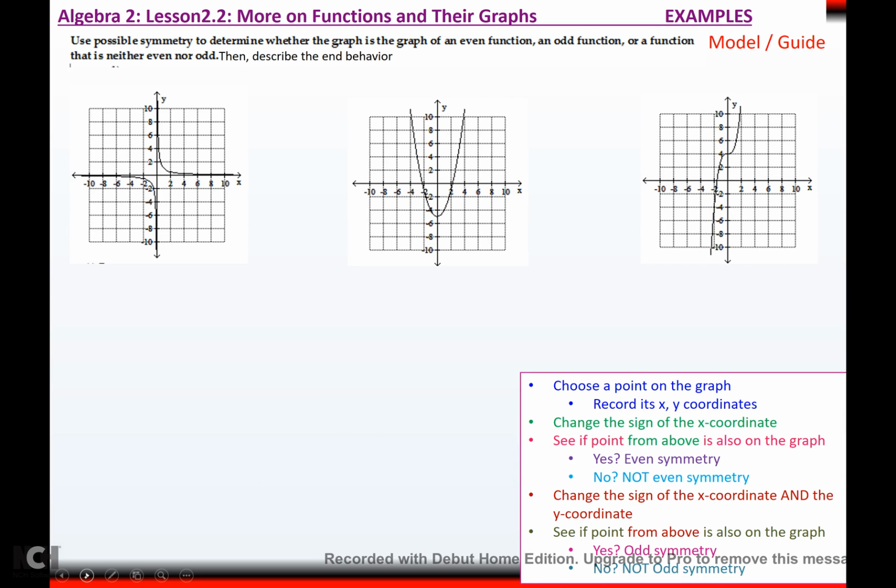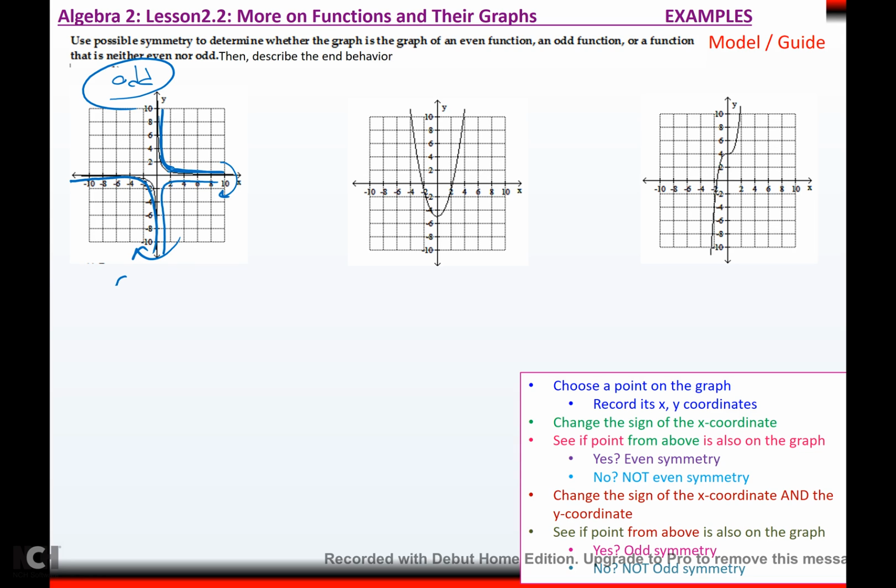Okay, so it says use possible symmetry to determine whether the graph is the graph of an even function, an odd function, or a function that is neither even nor odd. Then describe the end behavior. Alright, some of these it gets a little, I mean, guys, I can tell that this one's odd. Because, again, by drawing, if I took this half of the picture and I reflected it down and then over, I get the other half of the graph. That's a double reflection, which makes it an odd function. What they want you to do is to pick an ordered pair.